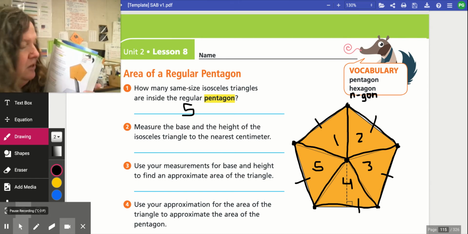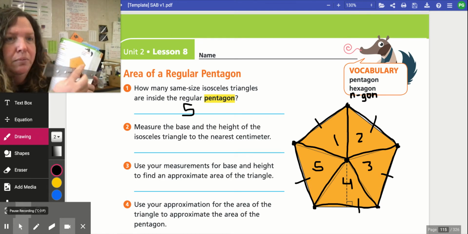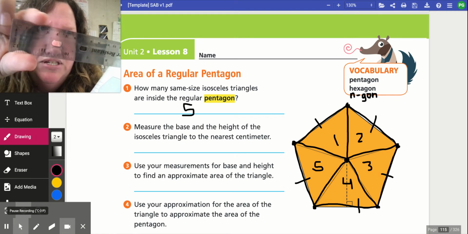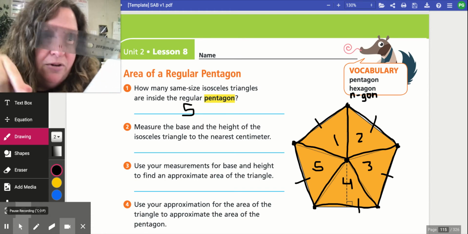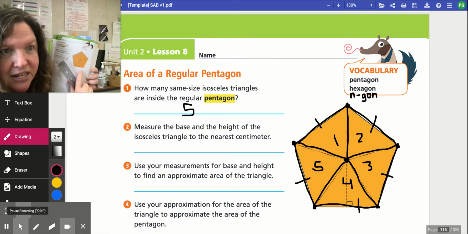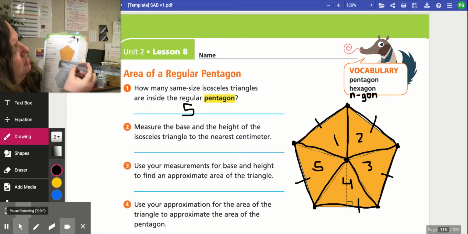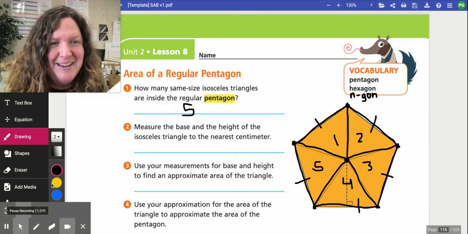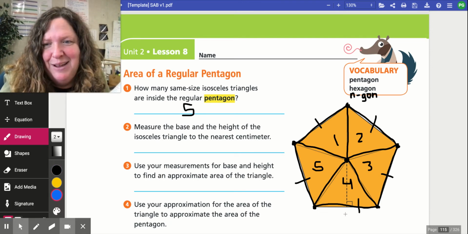All right, I've got my book here. I've got my ruler. Remember, you need to make sure that you're looking at the small numbers, the centimeters, rather than the larger numbers, the inches, because this tells us to measure in centimeters. So I put it up right there. The base is 4.